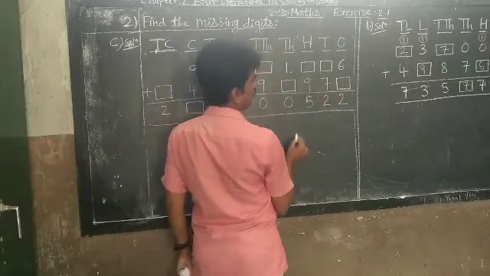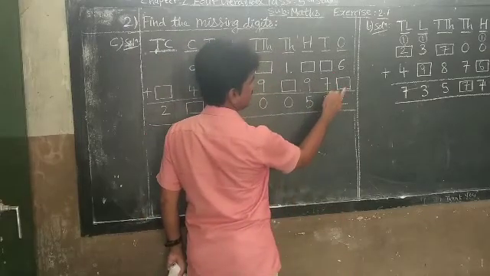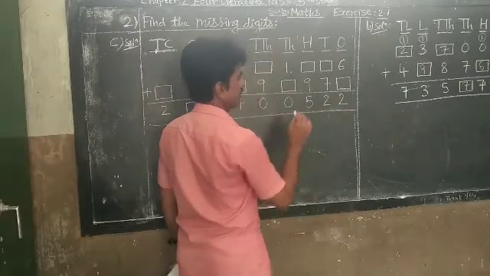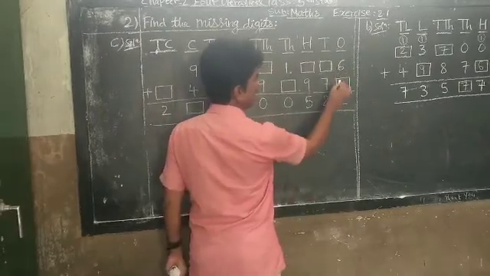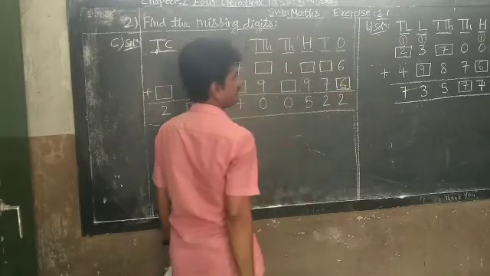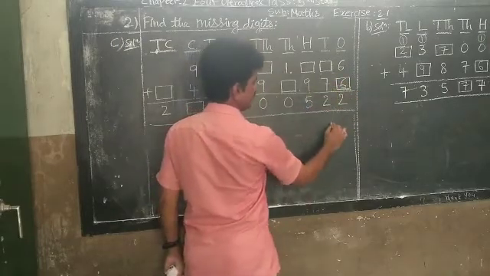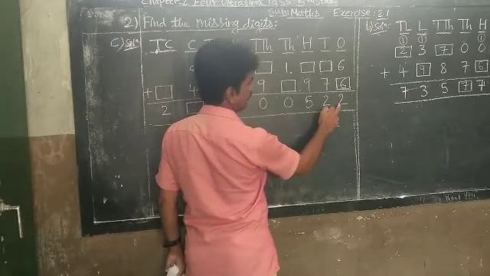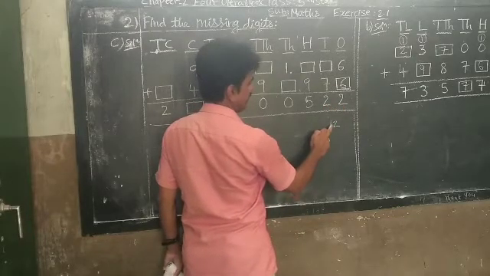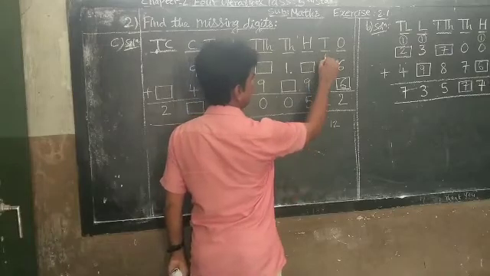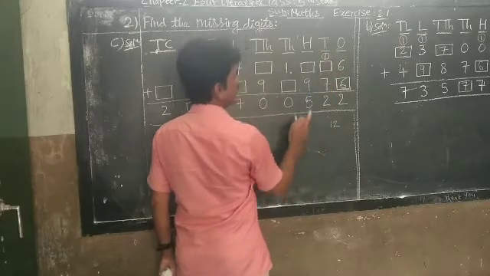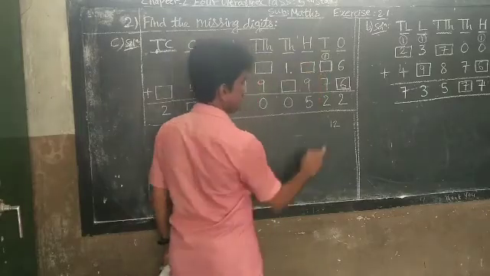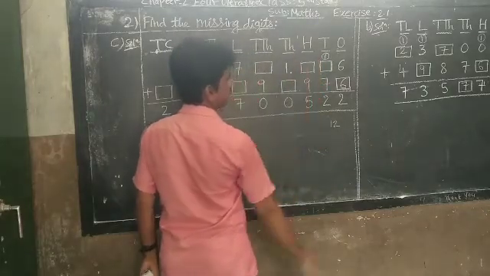See here, start from ones place. 6 plus dash is 2. To get 2 here, it means we have to put 6 plus 6. So 6 plus 6 how much? 12. When you get 12, what will you do? You will write 2 here, and this 1 you have to carry to the tens place. Don't put it in the box. This 1 should be carried.